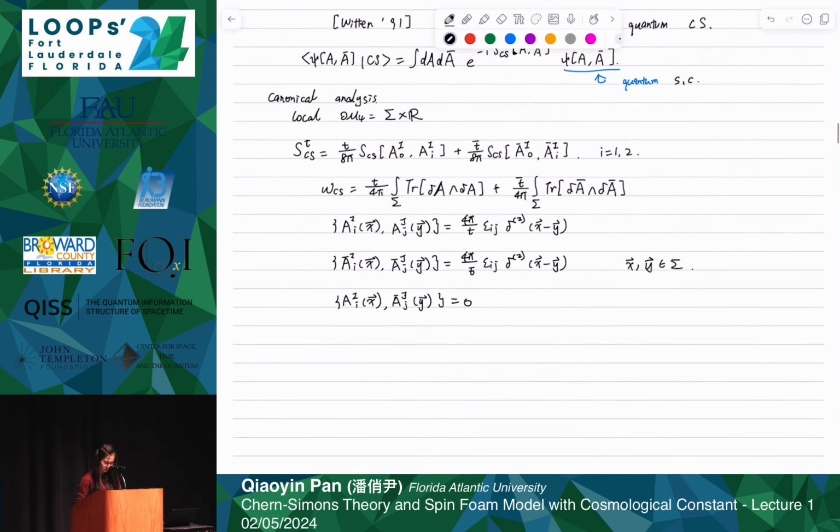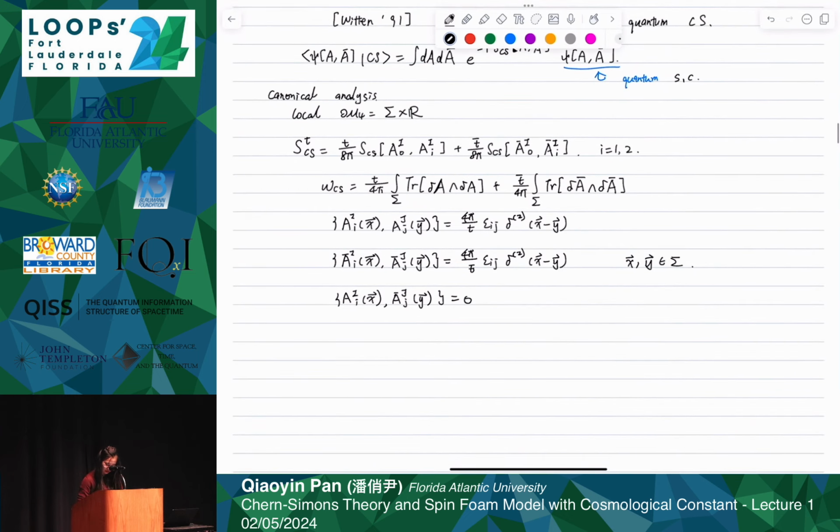Then we can also consider the Chern-Simons equation of motion. So I would take the derivative with respect to the A0 component and also the anti-self-dual part. And it gives us zero curvature.